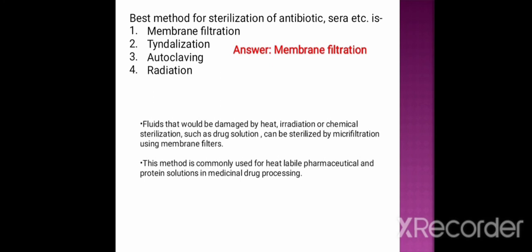Next one. Best method for sterilization of antibiotic and so on is option 1, membrane filtration. Option 2, tyndallization. Option 3, autoclaving. Option 4 is radiation. And the correct option is membrane filtration. Fluids that would be damaged by heat, radiation or chemical sterilization, such as drug solutions, can be sterilized by microfiltration using a membrane filter. This method is commonly used for heat labile pharmaceuticals and protein solutions in medicinal drug processing.